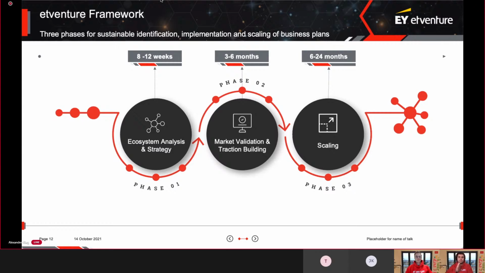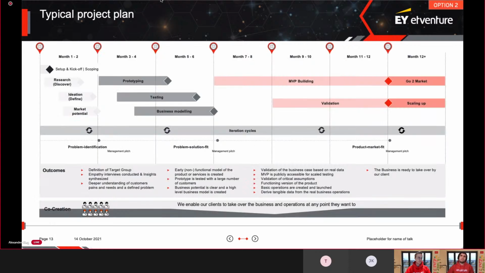We have 3 phases which we usually use to structure our projects. It usually starts with an ecosystem analysis and a strategy for 8 until 12 weeks. Then we have the second phase, which is the market validation and traction building, about a couple of months. And then we have phase 3, which is like 6 until 25 months. So this is how we build startups from scratch, building up a strategy, but bringing it to a scaling business model.